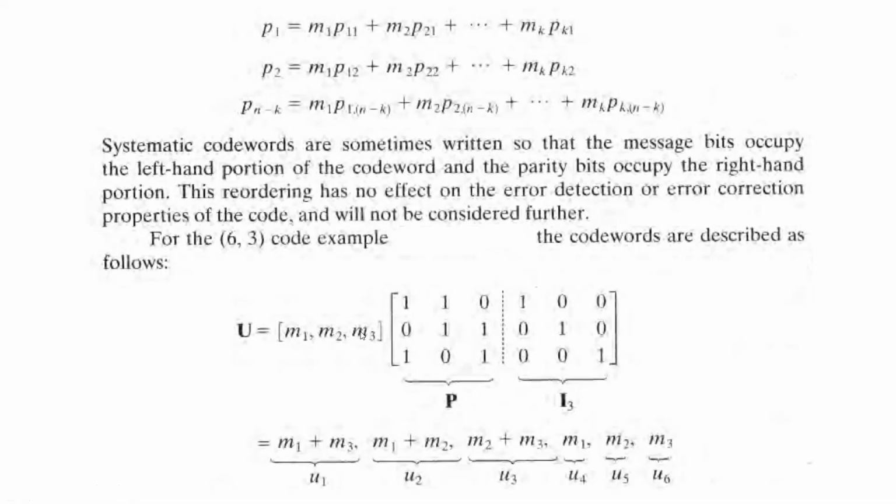So how to generate the code word? This is my message vector. This is my generating matrix for a systematic code. This is the parity matrix, and this is the identity matrix. I will multiply this message vector with this matrix to get the different code words. Plus here means modulo addition, meaning XORing.